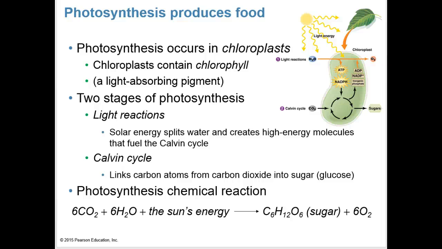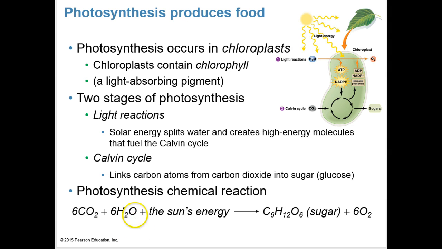The light reactions also produce small, high-energy molecules that, like I said, are used to fuel our next reactions, called the dark reactions or the Calvin cycle. This is where carbon atoms from carbon dioxide, which are what plants take in, are linked together to manufacture sugars.